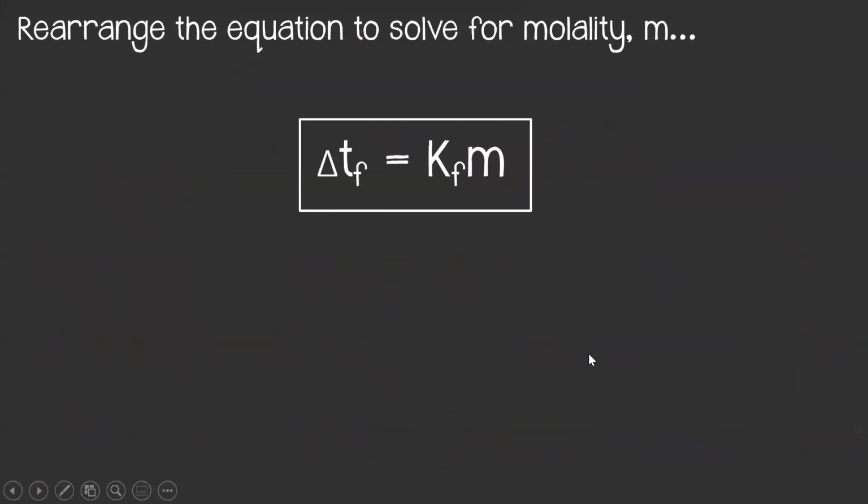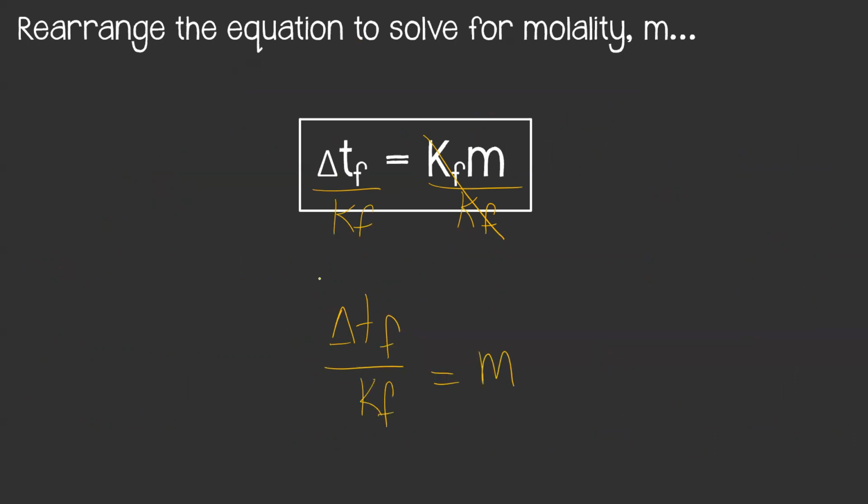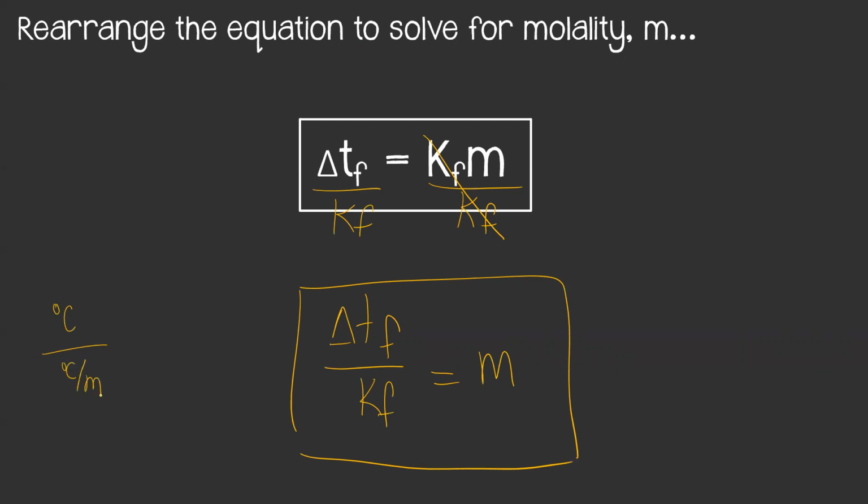What if I ask you to rearrange the equation and solve for M molality? So given this equation, algebraically you would first have to divide both sides by KF, and that's it. So delta TF divided by KF equals lowercase m. And as far as units go, I've got degrees Celsius on the top, degrees Celsius over m on the bottom. So those cancel, and I'm left with M molality. So try an example of this.